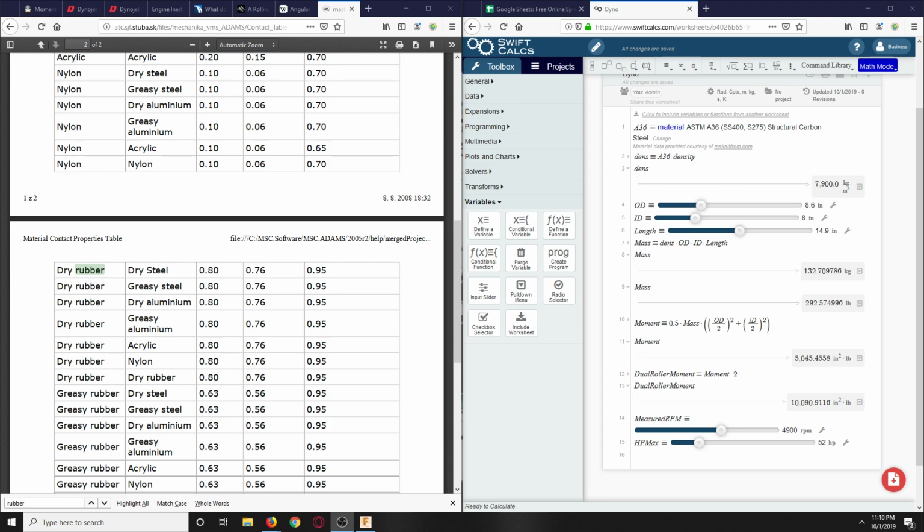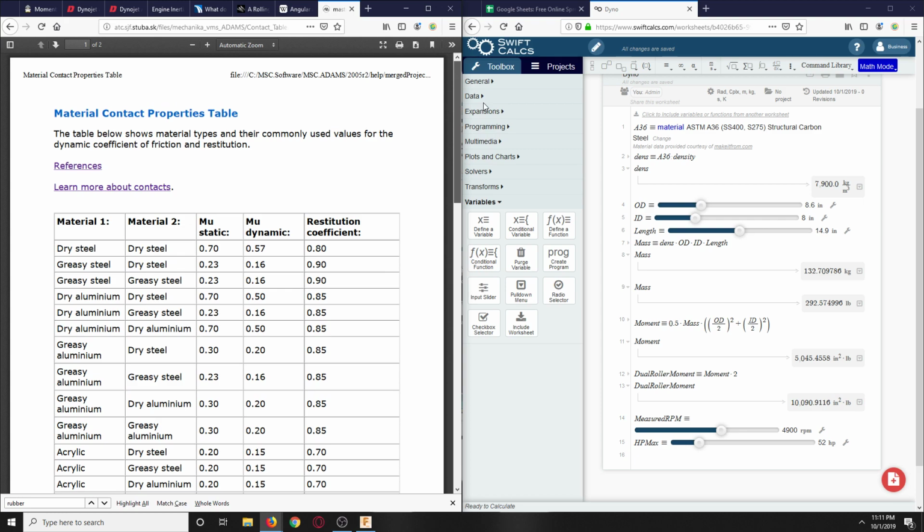So let's continue on. I found a page here where it's talking about dry rubber and dry steel, and the coefficient of friction. You can see it's basically the last page. Mu. Dynamic coefficient of friction and restitution. Dynamic. And basically, mu is the symbol, so they actually spelled it out as mu. Interesting. Let me show you.